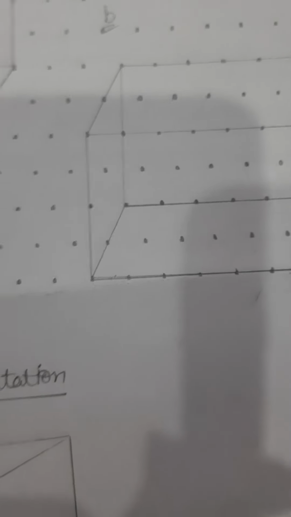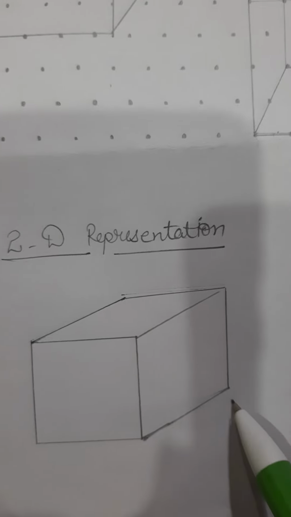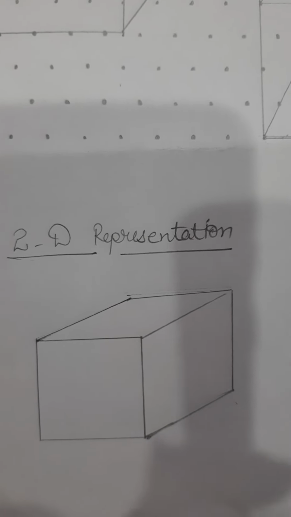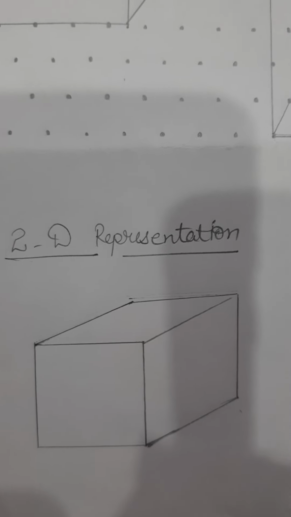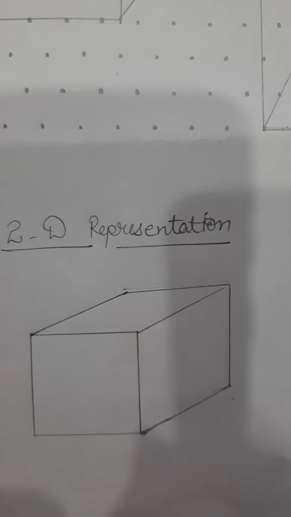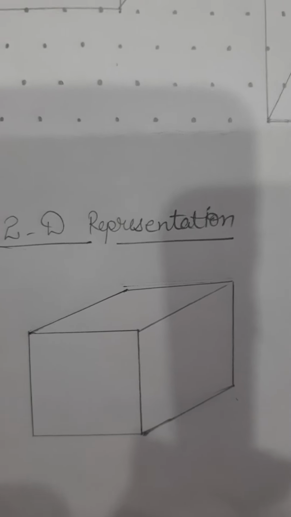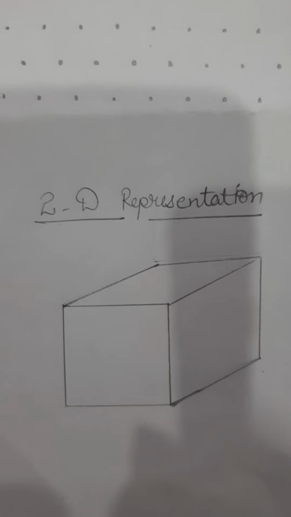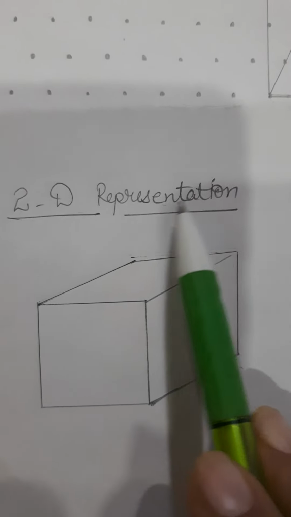Now we are going to talk about the 2D representation. Okay, the 2D representation means the simple representation without using the square grid paper or without using the dotted paper. Okay, you can make the shape as we are making a simple one shape, that is known as the 2D representation. Okay, so I have made here the cube with the help of 2D representation.